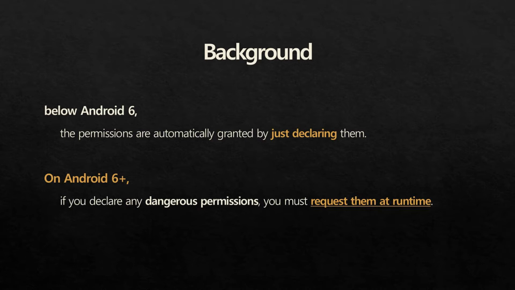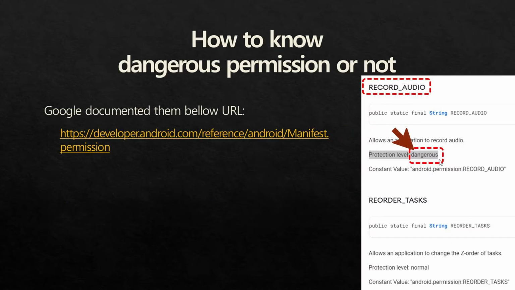Let's see the background. If your app is installed below Android 6, the permissions are automatically granted by simply declaring them. But on Android 6 or above, if you declare any dangerous permissions, you must request them at runtime. So, dangerous permissions are called runtime permissions. Google decides whether any permission is dangerous or not. This is documented at the URL below.